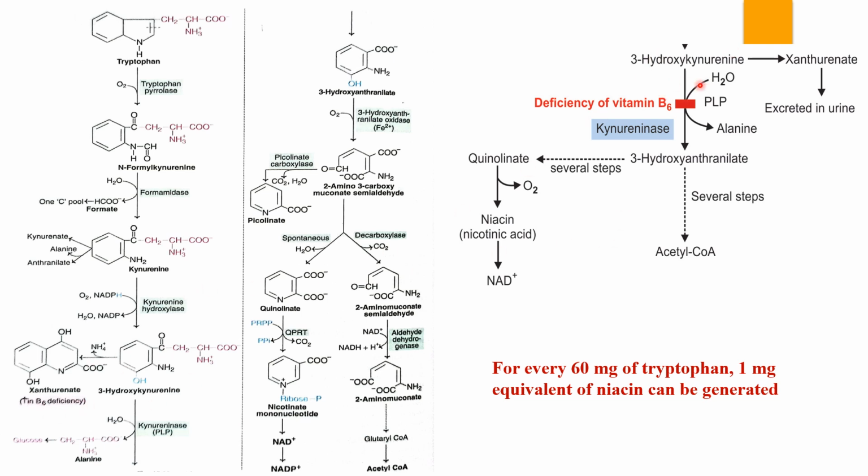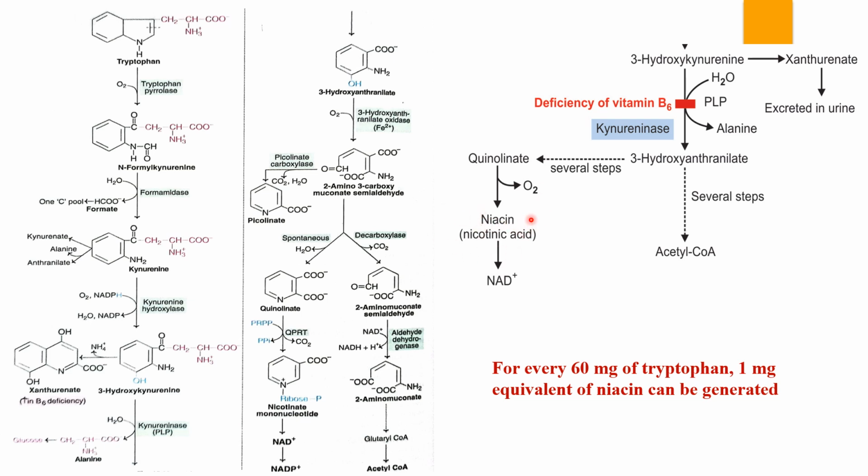So this 3-hydroxykynurenine can convert into xanthurenate normally, which can be excreted in the urine. But if there is a deficiency of B6, there is a diversion to this pathway, and this leads to the release of huge quantities of xanthurenate through the urine. So normally 3-hydroxykynurenine in the presence of the kynureninase enzyme converts into 3-hydroxyanthranilate, which can lead to the important products via quinolinate, that is niacin.